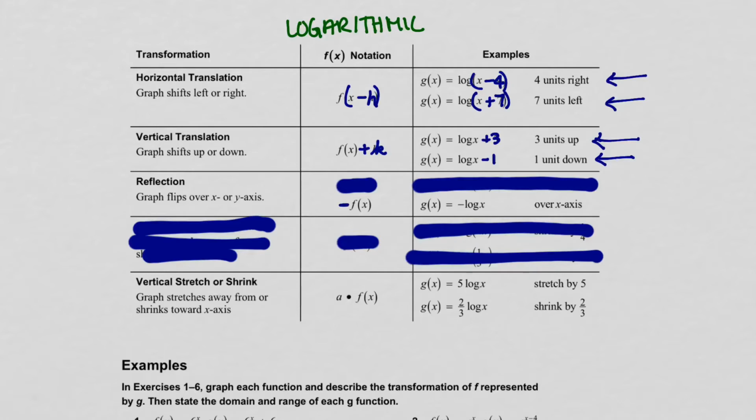We have a negative, which indicates to us we're going to be reflecting it over the x-axis. And then we also have, again, that a out front that stretches or shrinks. See, the 5 is larger than 1, so it stretched it. 2/3 is between 0 and 1, so that shrank it. And again, that's when we graph, that's what we multiply our y values by.